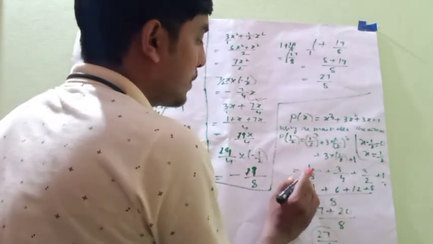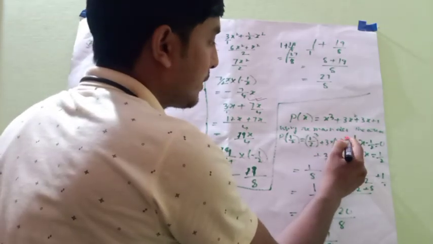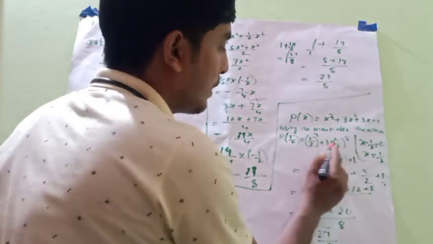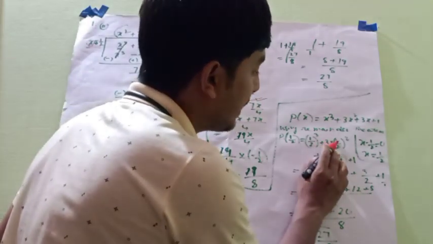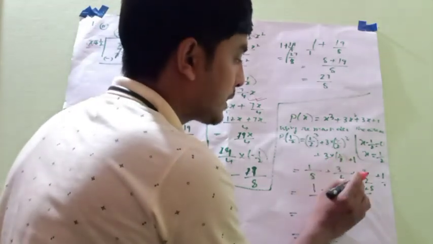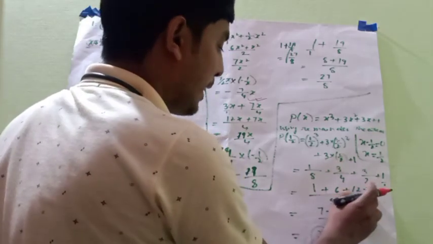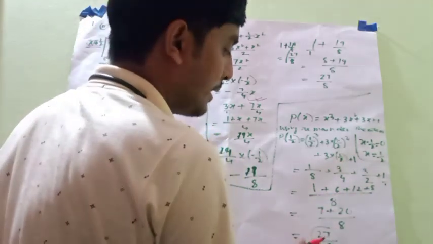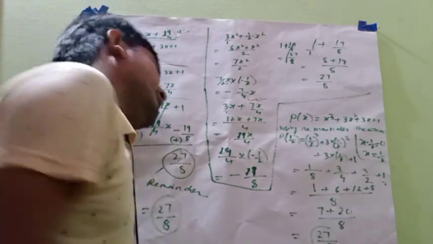Cube means 1 cube is 1, 2 cube is 8. Then 1 square, 3 into 1, 3. And see, this 3 is not multiplied with the denominator. This 3 is always multiplied with the numerator. 3, then 2 square is 4. Then 3 ones are 3 by 2, plus 1. Now if you take the LCM of 8, 4, 2, 1, you will get 8. Then you will understand this one. This one you know already. The final result is 27 by 8. Already I told you, you will get the same remainder.